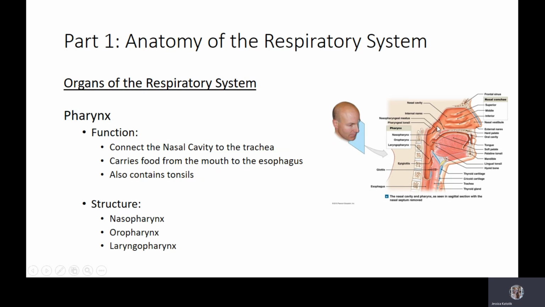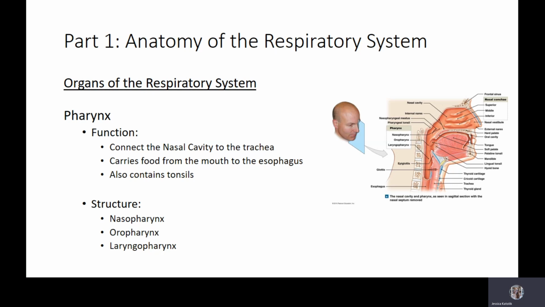There's an interesting structure that is found within the nasopharynx. There's the opening over here to the pharyngotympanic tube. We talked about it when we were looking at the anatomy of the ear. This is a tube that connects the middle ear to the pharynx. And when we swallow, this tube will open up and allow the air pressure to equalize on either side of the tympanic membrane.